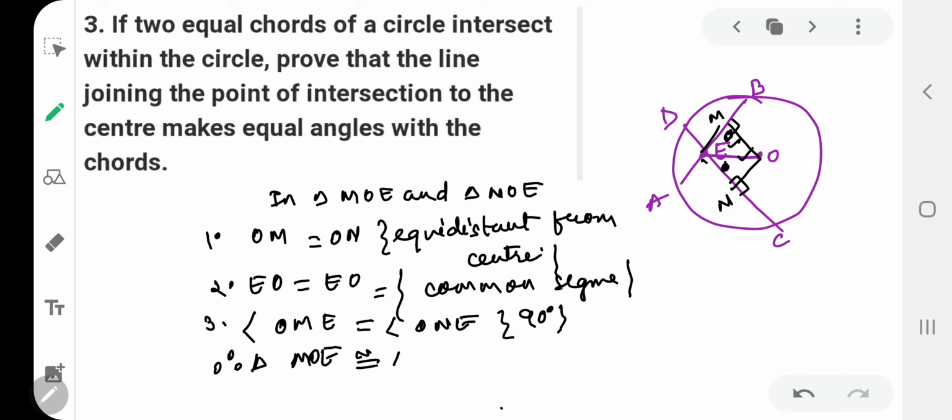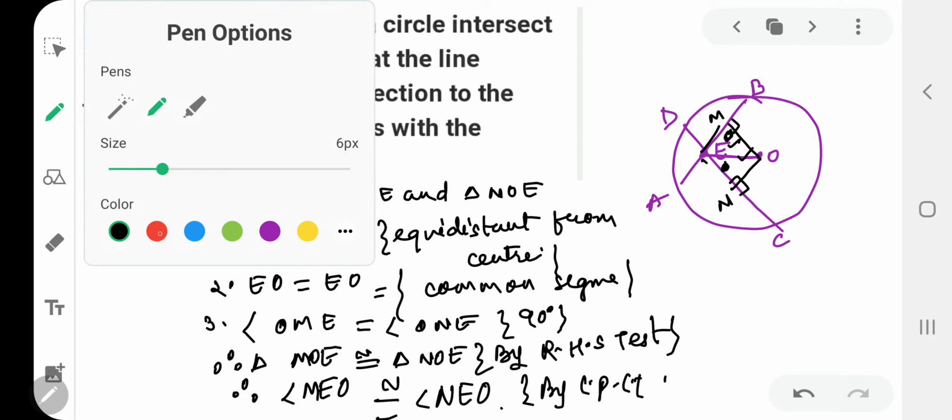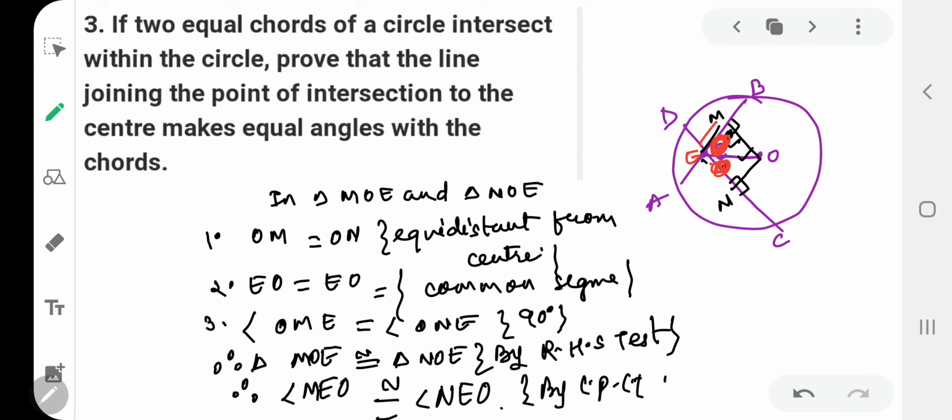Now, once they are congruent, can I say therefore angle MEO is congruent to angle NEO by CPCT. And that's what we wanted to prove. We wanted this angle to be equal to this angle. MEO, NEO. Got my point clear?